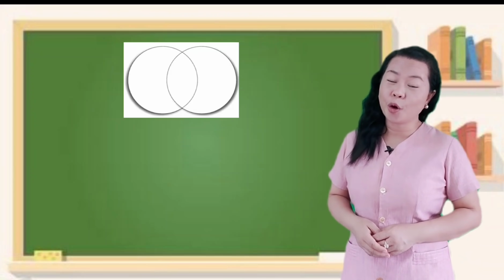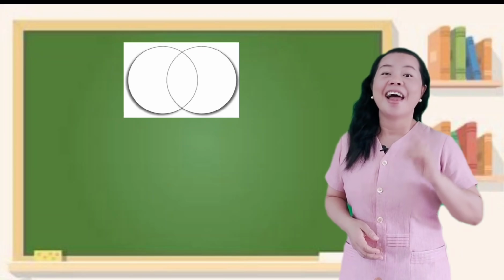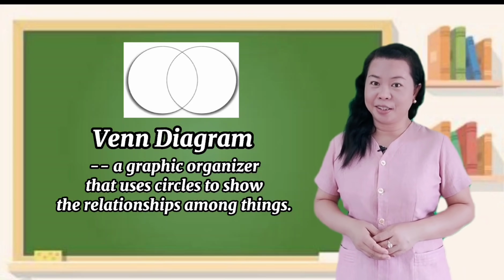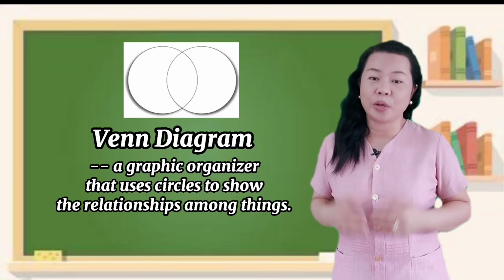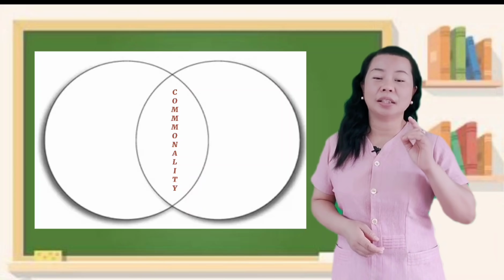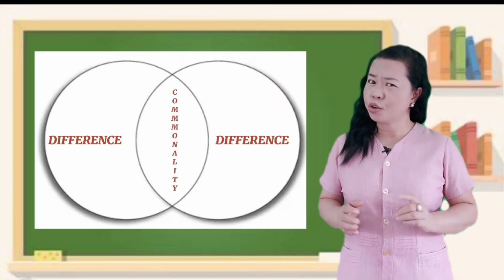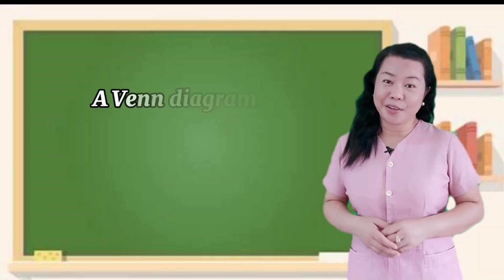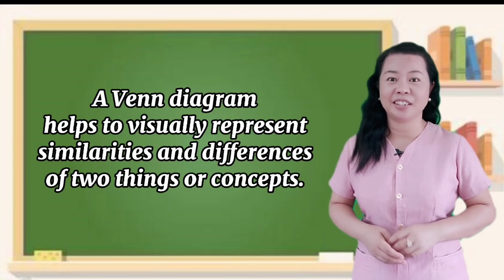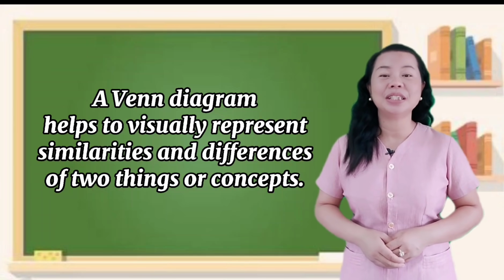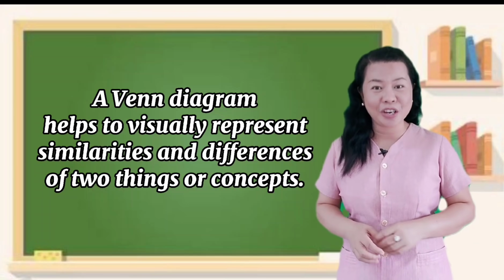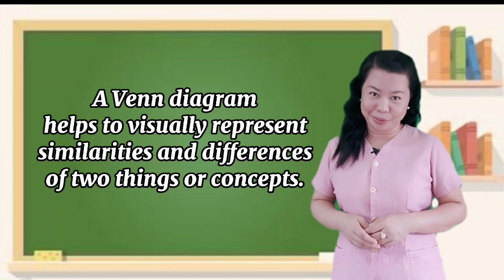To help you organize your comparison and contrast ideas, let's use a Venn diagram. A Venn diagram is a graphic organizer that uses circles to show relationships among things. Circles that overlap show commonality, while circles that do not overlap don't share those traits. A Venn diagram helps to visually represent similarities and differences of two things or concepts. And later on, when we start learning how to write paragraphs that show comparison and contrast, you will start appreciating what a Venn diagram can do.